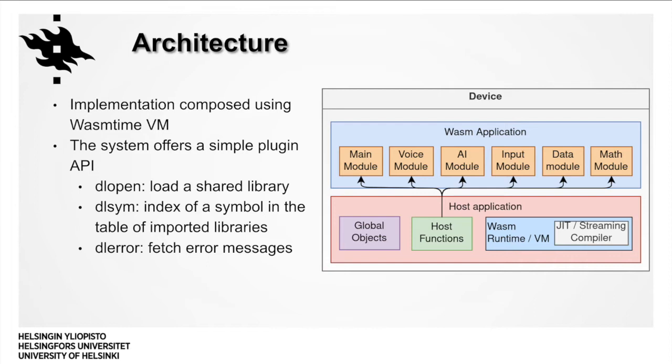The WebAssembly virtual machine embedding API enables access to modules and components with ease and lets us compile them. And host functions are also available to other WebAssembly modules in case they need to load additional functionality.